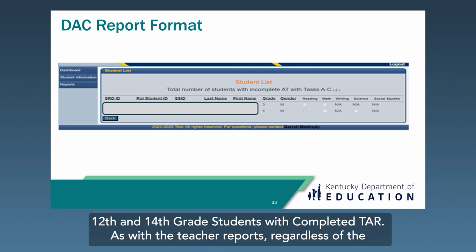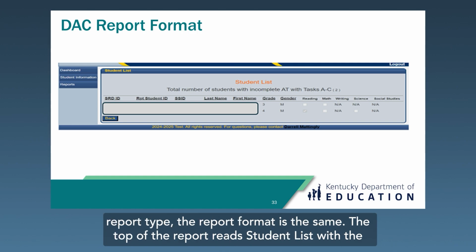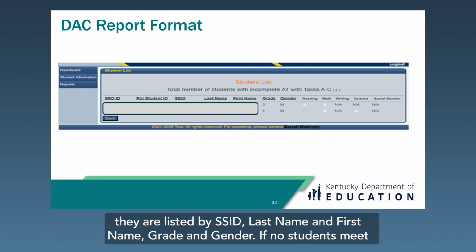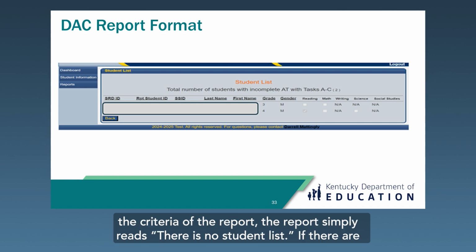As with the teacher reports, regardless of the report type, the report format is the same. The top of the report reads Student List with the name of the report directly below. If there are any students who meet the criteria of the report, they are listed by SSID, last name and first name, grade, and gender. If no students meet the criteria of the report, it simply reads, there is no student list.